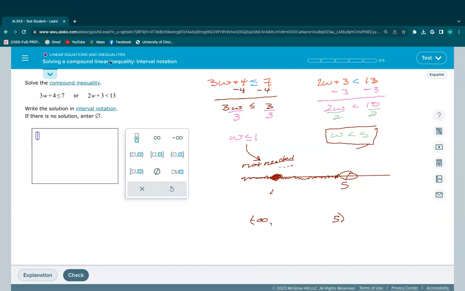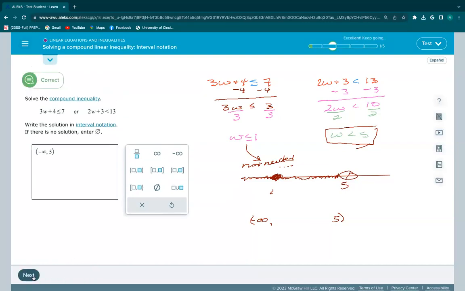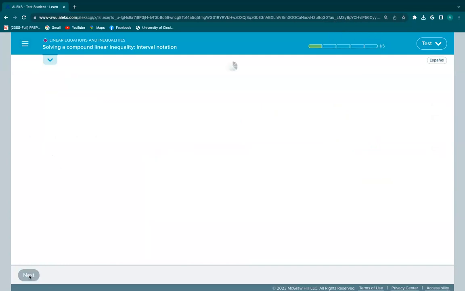So we're going to type this in. Both of them are parentheses, and I have negative infinity, and I have 5. And I will check my answers. And check. And we are on our way to getting this topic done. So we're going to get another one.